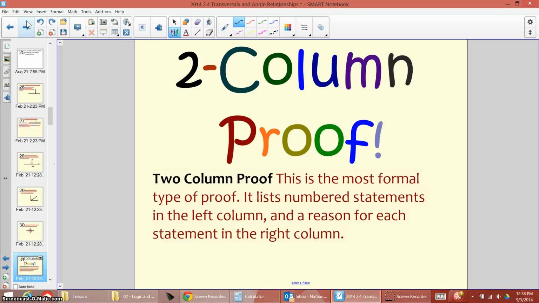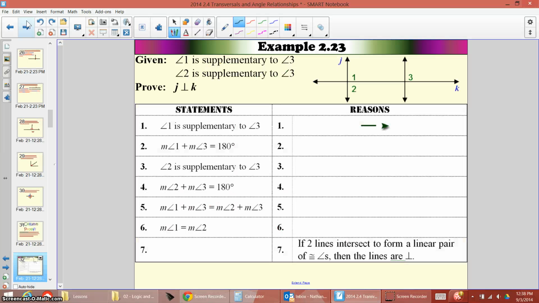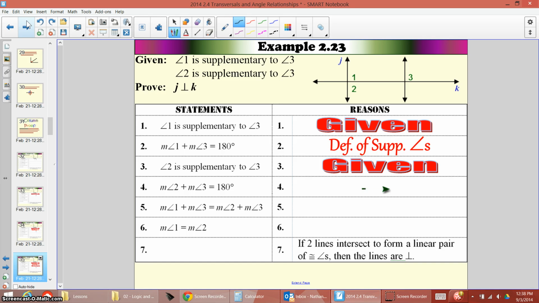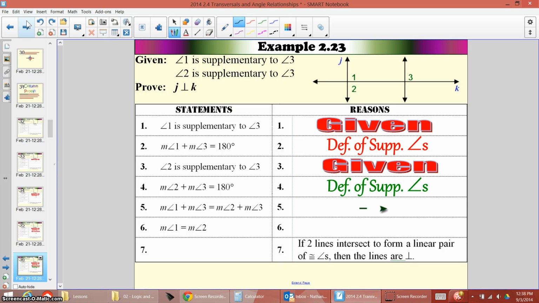Alright, two-column proof. Most formal type of proof. It lists the numbered statements on the left column and the reasons on the right. We've talked about this before, but I want you to see an example of one right here. Angle 1 is supplementary to angle 3. Angle 2 is supplementary to angle 3. So this is given to us, look where the given goes. Angle 1 and angle 3 add to 180, that's the definition of supplementary angles. 2 is supplementary to 3, that was given to us. 2 plus 3 equals 180, that gives us the definition of supplementary angles.